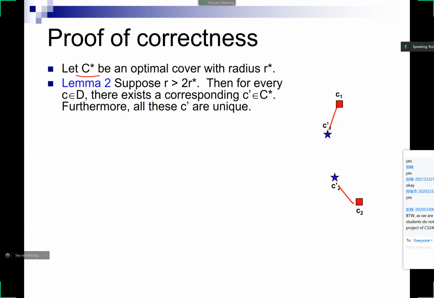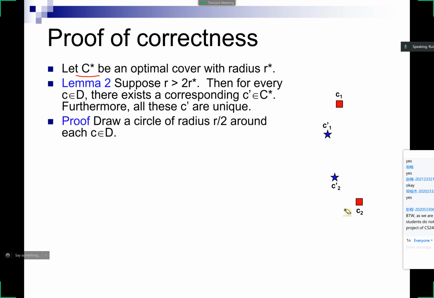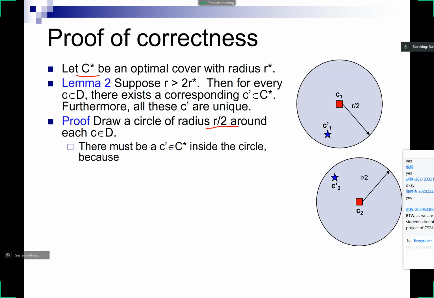But let's first prove this lemma. Does this lemma make sense? Any questions about this? Okay, all right, so to prove this, we're going to draw a circle of radius r divided by 2. r is our algorithm's radius. We're going to draw a circle of radius r divided by 2 around each center that we output, like this.